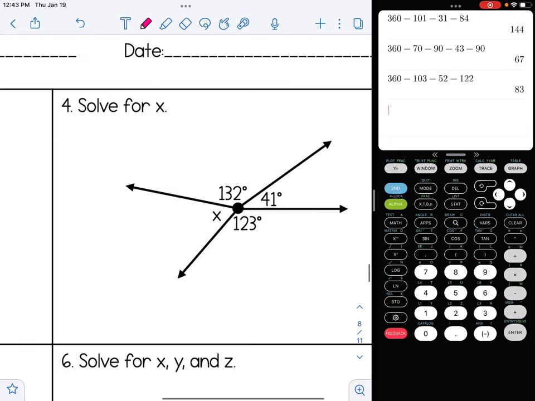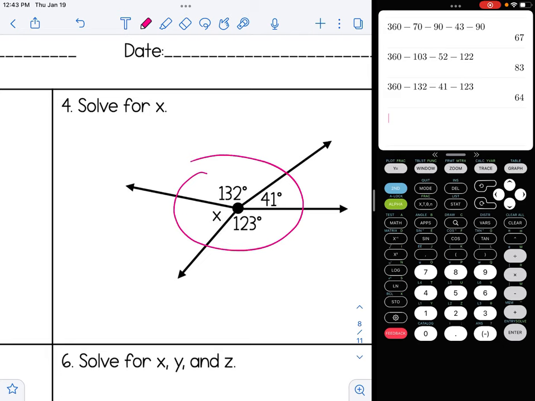Moving on to number 4. Once again, everything adds up to 360 degrees. And x comes out to be 64 degrees.